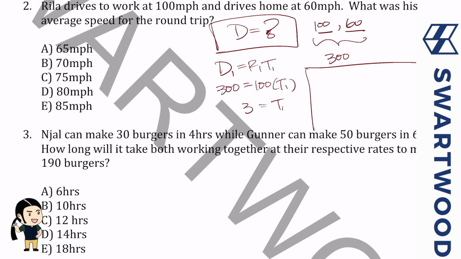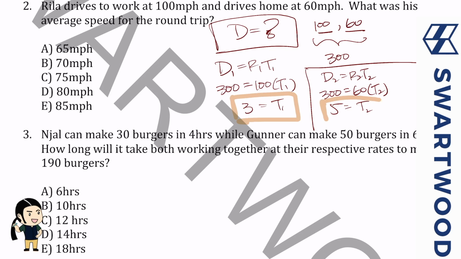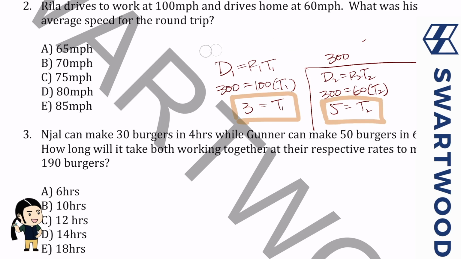All right, but what about on the way back? So on the way back, distance hasn't changed, it's still 300, right? The rate now is gonna be, I believe, 60, and the time we don't know. So we're gonna solve for that time, and I think get 5. Okay, so now we have this and this. And now I'm gonna do it one more time. I'm gonna clear this right here. This is one more time.